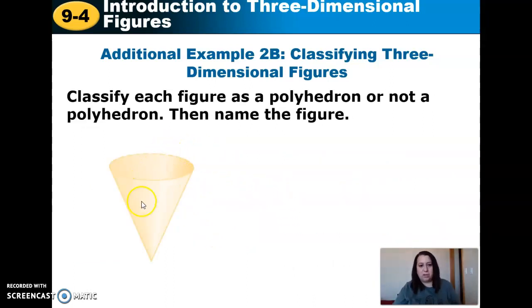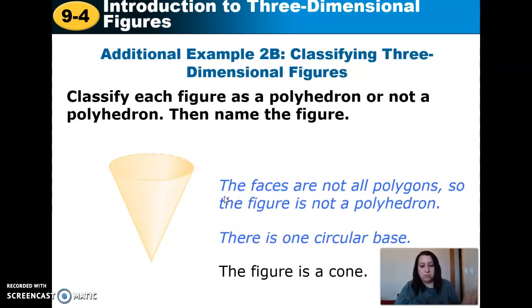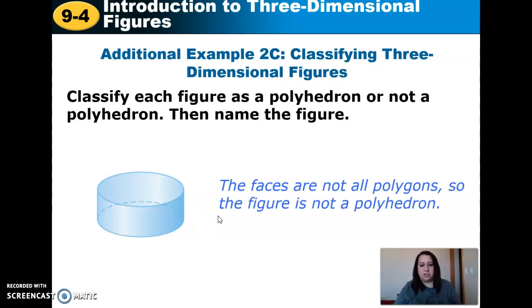Okay, this one's an easy one. This is not a polyhedron. This is a cone. So this is simply a cone. That's all we say. There's a circular base. It's a cone. We don't have to call it anything else. Same thing here. This is not a polyhedron. This is made of circles. So we have two circular bases, so therefore it's a cylinder. This reminds me of a tuna can or a can of packed olives or something like that.